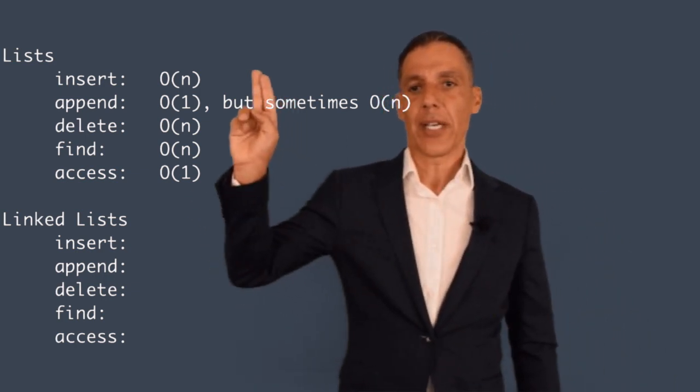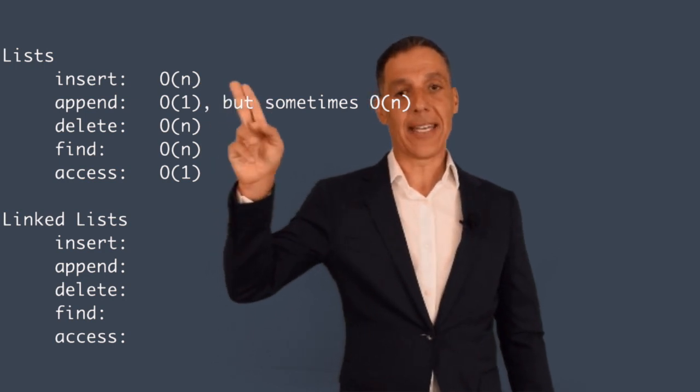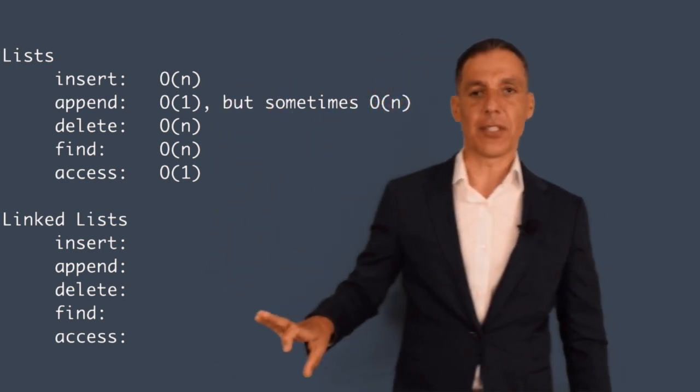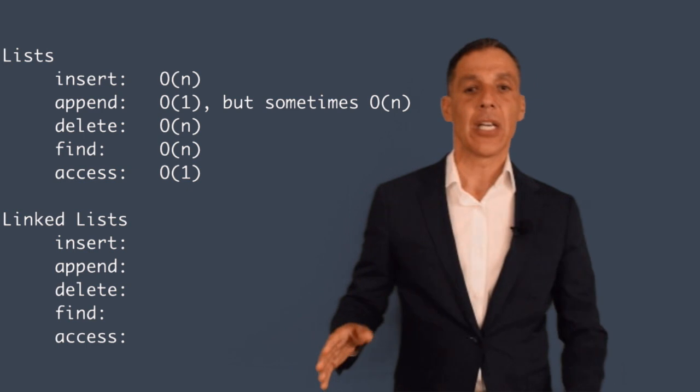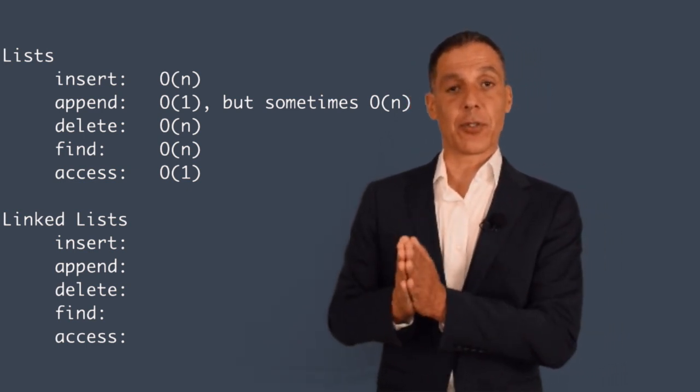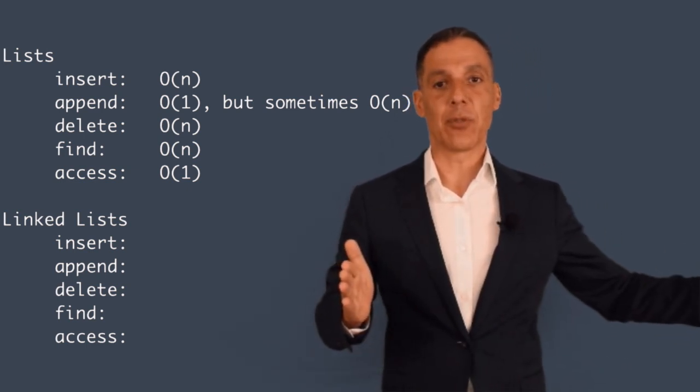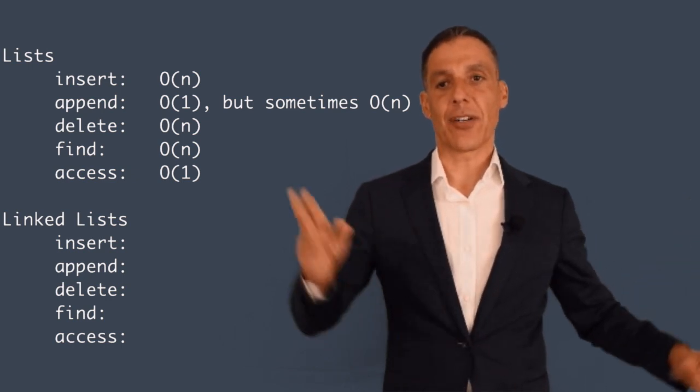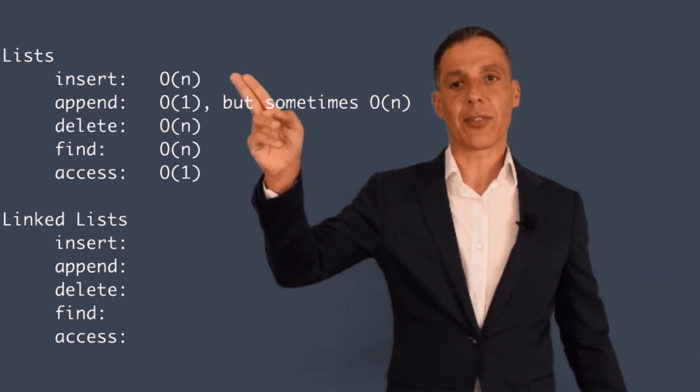Okay, so insert is big O of n. N is the length of the list, obviously, in all these cases. Why is it big O of n? Well, because if I insert, for example, the first element of the list, everybody's got to move over. So in the worst case scenario, I've got to move a lot of elements.